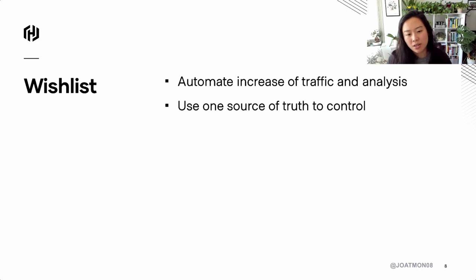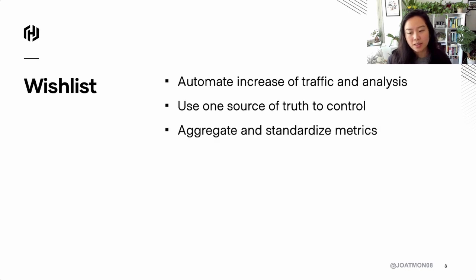The second thing I wanted was one source of truth to control. If I have a data center or a first cloud and then a new cloud, I do want to have one source of truth to control both environments. I need to be able to say, okay, here's the DNS of this application, and let me actually control the traffic to both environments. The third thing I wanted was to aggregate and standardize the metrics.